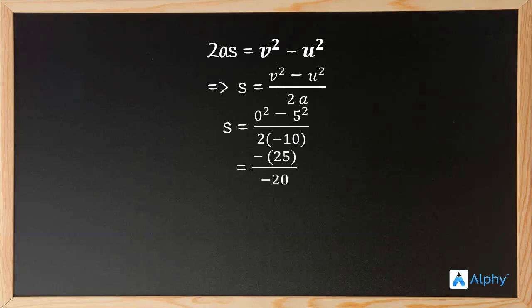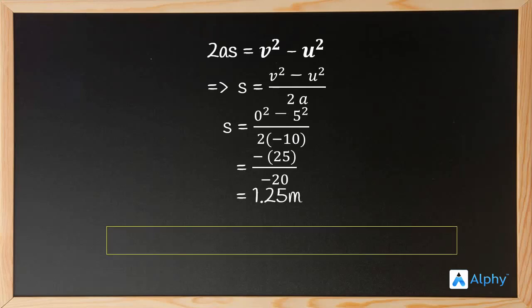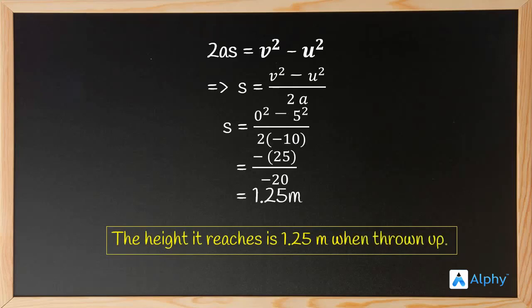Okay, let's move on. We'll finish this sum. The negative on the numerator and the negative on the denominator will get cancelled out, and we will have 1.25 meters. Let's conclude this. The height it reaches is 1.25 meters when thrown up, and that is your entire problem solved.